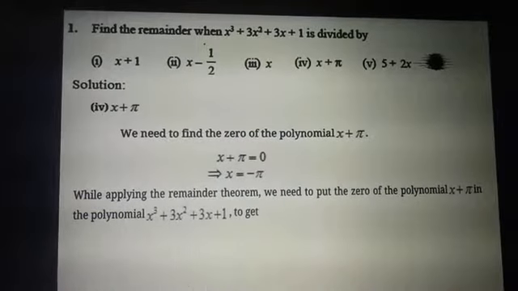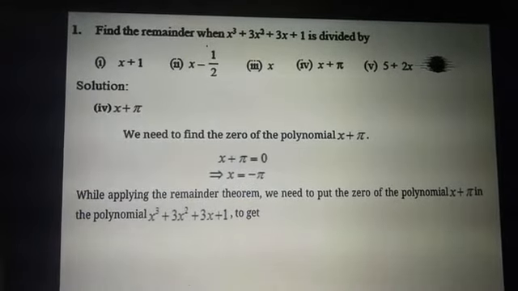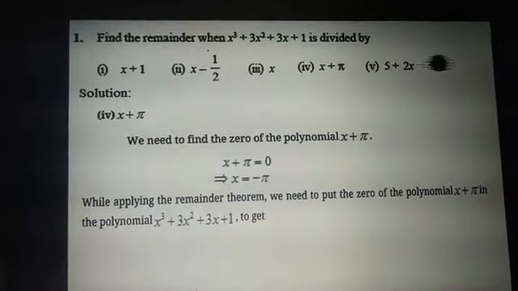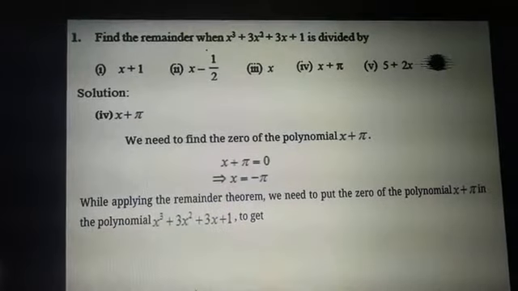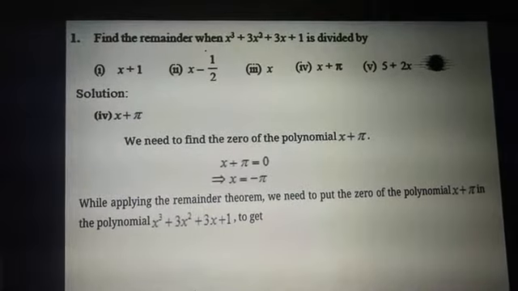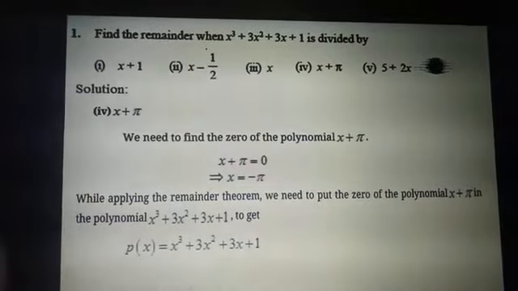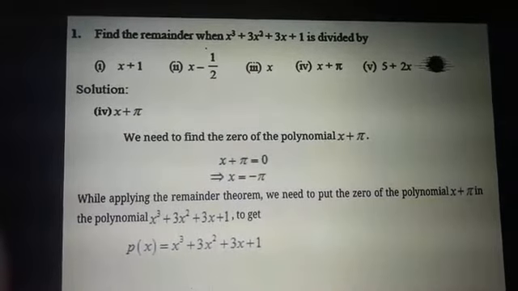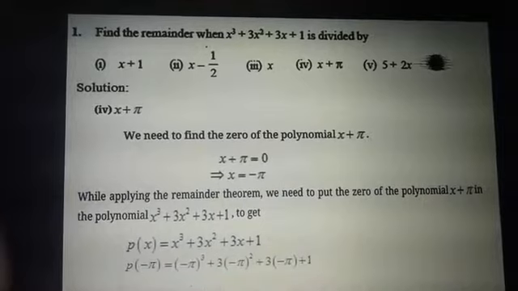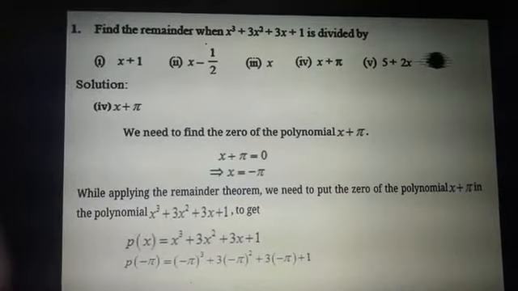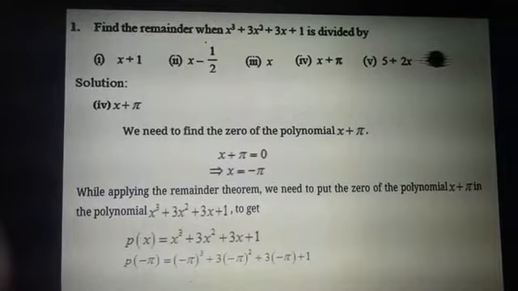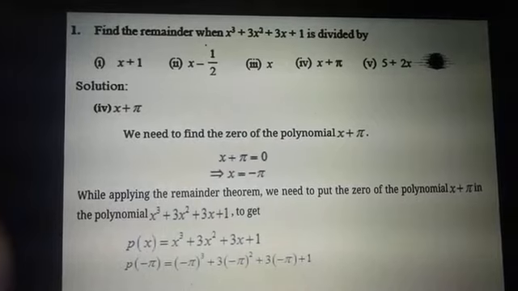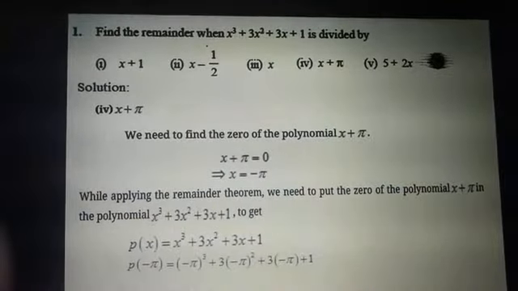That is, first we need to find the zero of the polynomial x plus pi. In that, we will get x value. Substitute the x value in the given polynomial p of x. That is, p of x equal to here x cube plus 3x squared plus 3x plus 1. Substitute x value as minus pi. So p of minus pi is equal to minus pi the whole cube plus 3 into minus pi the whole square plus 3 into minus pi plus 1.